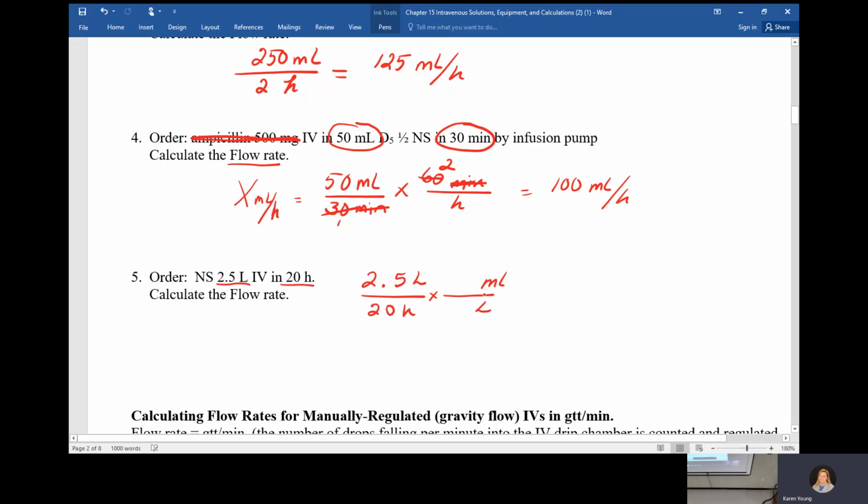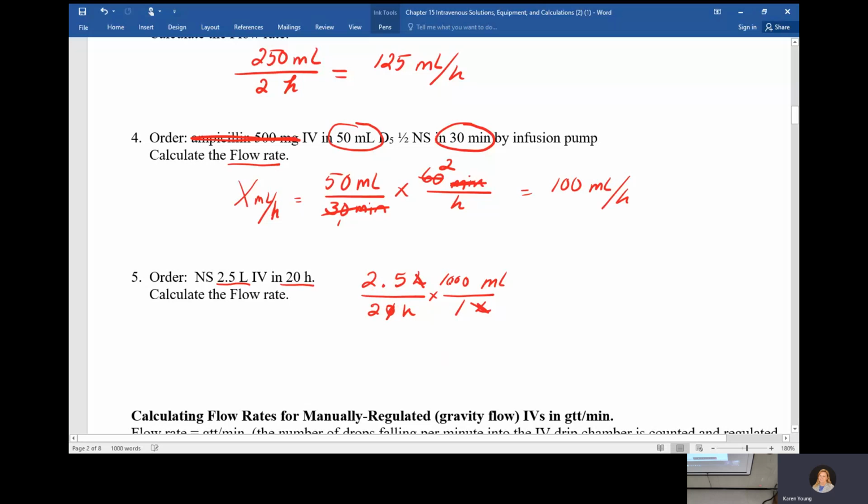So what's my conversion here? I would hope you all would know this one by now. Any guesses? 1,000 milliliters in 1 liter. Now, do I have to convert my time? No, it's already an hour, so I don't have to convert the time. So my liters cancel.